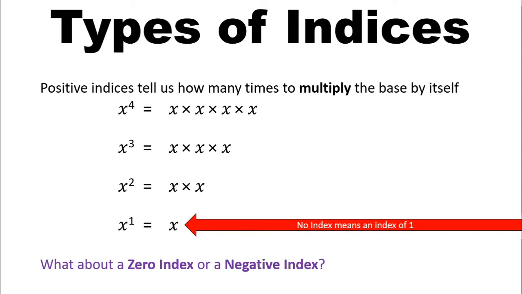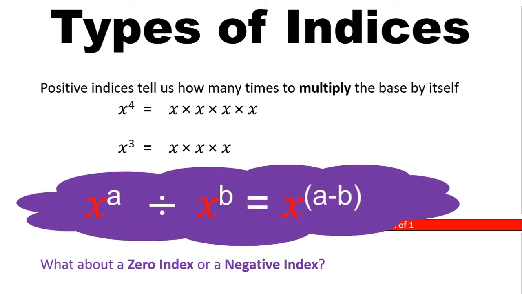X to the power of 4, x to the power of 3, x to the power of 2, x to the power of 1. What if I had x to the power of 0? What would that look like? Well, we could use our division law to continue with this pattern. Let's take one off the indices of all of these index terms that we already know.